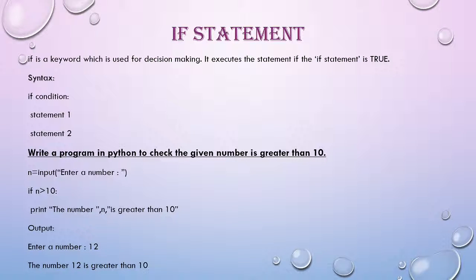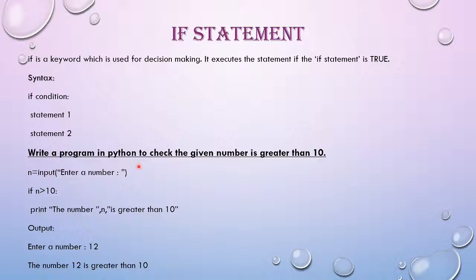So first of all, we will see what is the if statement. If is a keyword which is used for decision making. It executes the statement if the if condition is true. Here we can see the syntax of if statement, that is if condition, statement 1, statement 2. These two statements are executed only when this condition is satisfied. Otherwise, the statement after this block is executed, and if there is no statement, then there is no result, nothing is executed in the output.